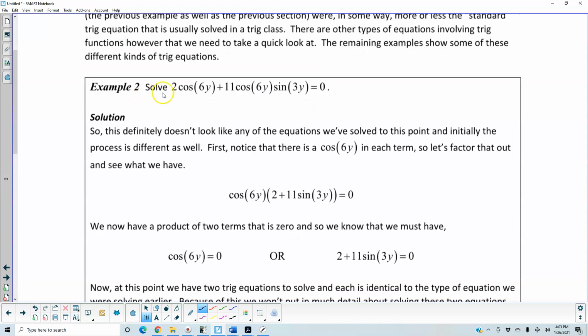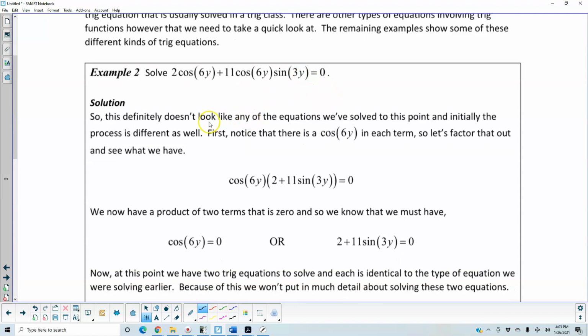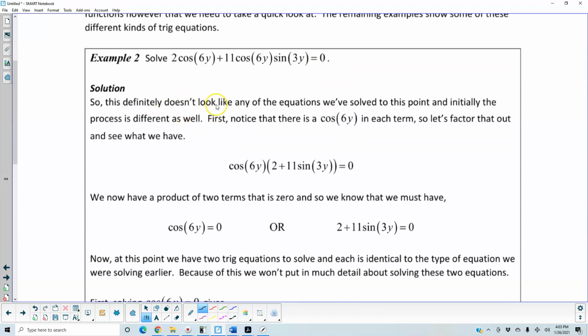Example 2, we want to solve 2 times the cosine of 6y plus 11 times the cosine of 6y times the sine of 3y, which is equal to 0. So this definitely doesn't look like any of the equations we've solved to this point, and initially the process is different as well. First, notice that there is a cosine of 6y in each term. So let's factor that out and see what we have.